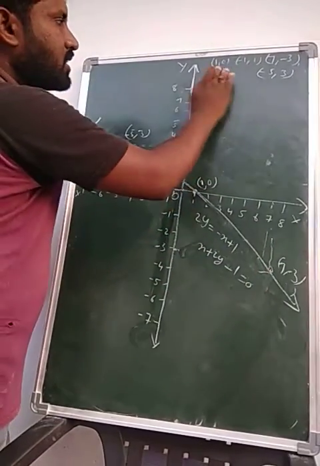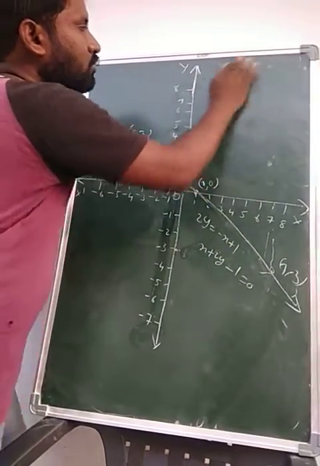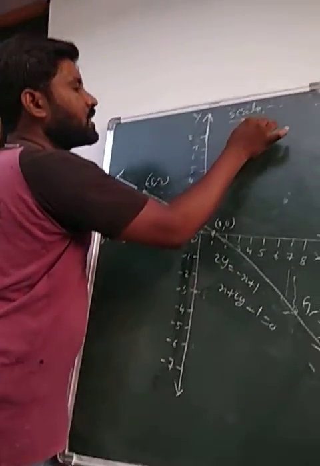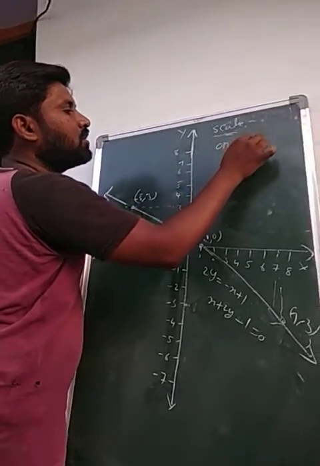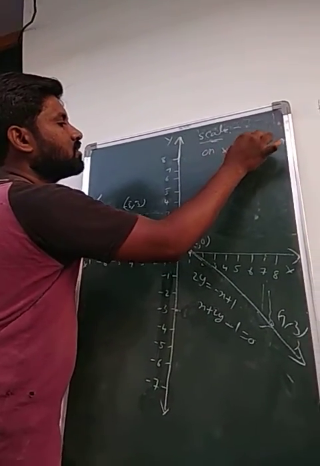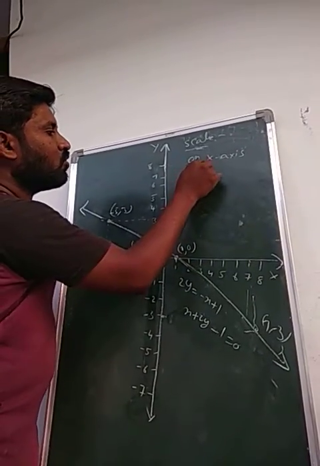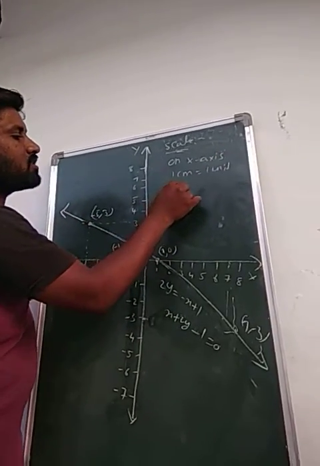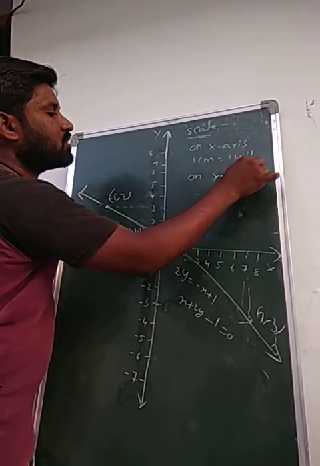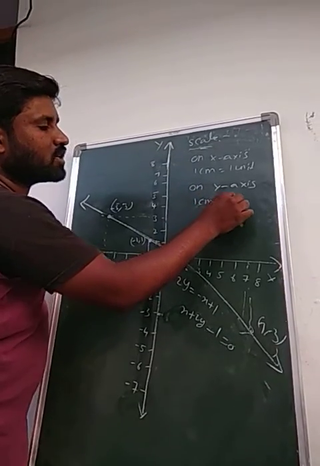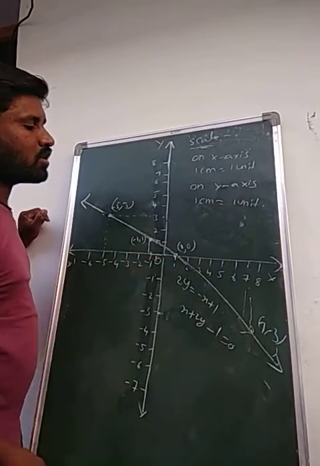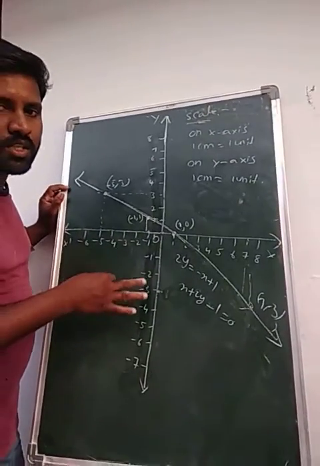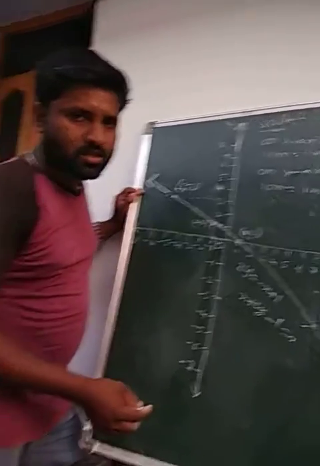Now compulsorily you should write the scale. Scale is very important. What scale have we taken here? Scale on the x-axis: on the x-axis we have taken the scale 1 centimeter equals 1 unit. On the y-axis, 1 centimeter equals what? We have taken 1 unit only. So like this we can draw the graph of a linear equation with two variables. OK students, thank you.